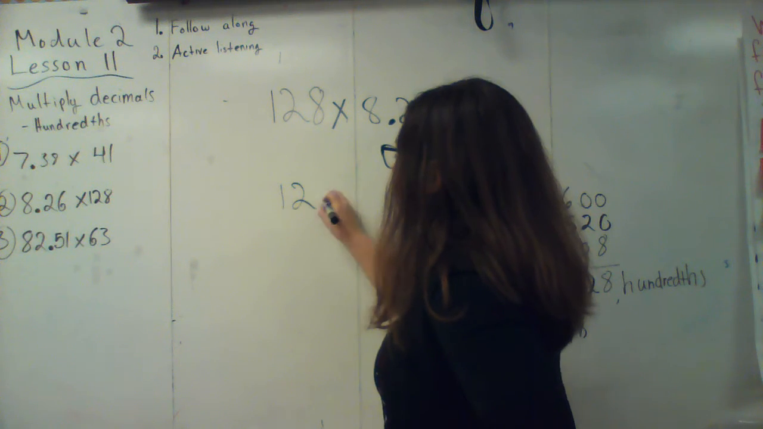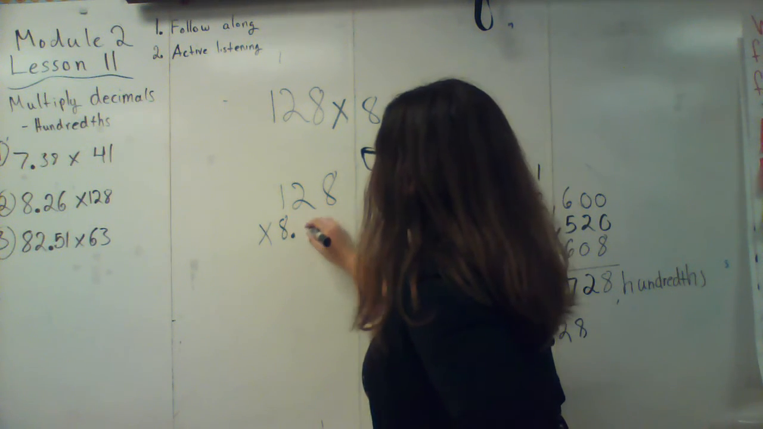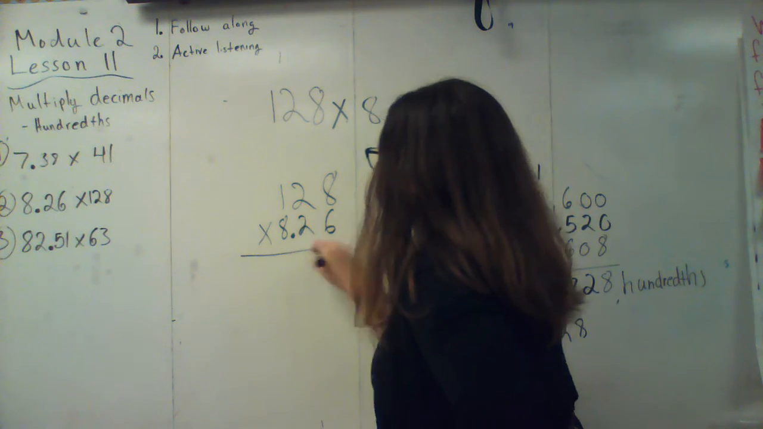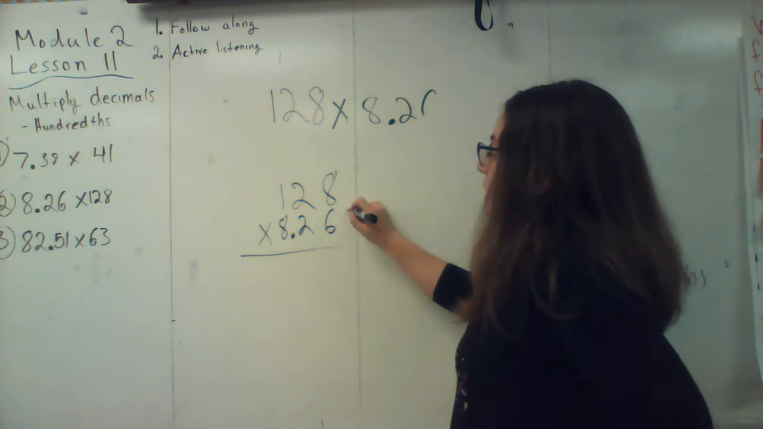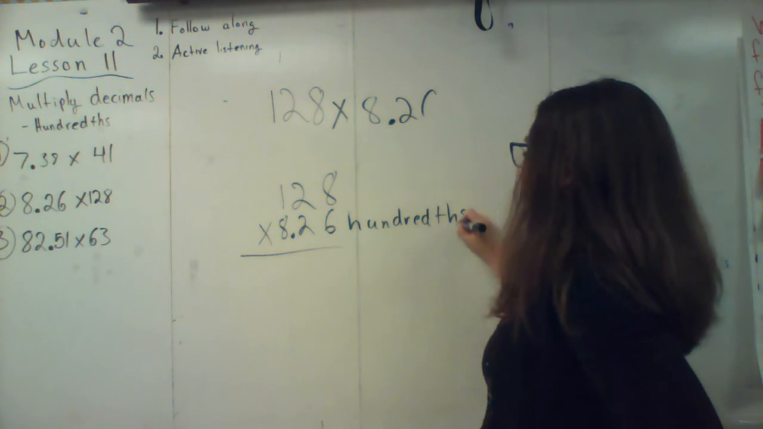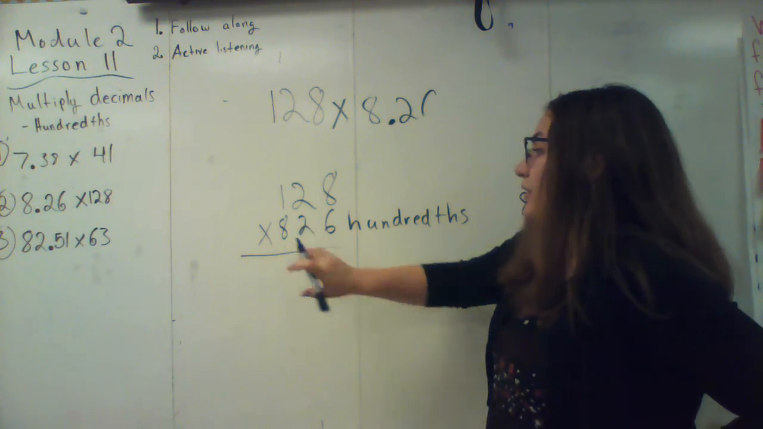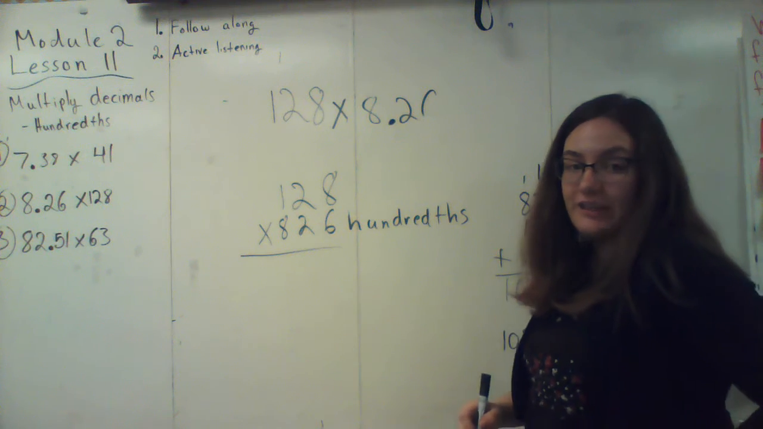So I'm going to set up my standard algorithm. So I have 128 times 8.26. Make sure your decimal is in there. Remember, if you don't want to write your decimal, you could always write it with the units on the side like this, like 826 hundredths. You could also do that and then add your decimal.